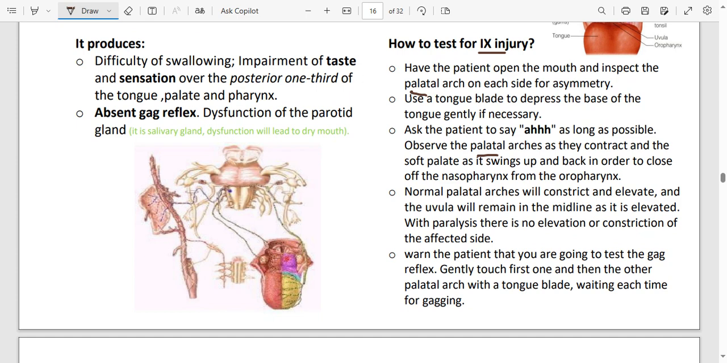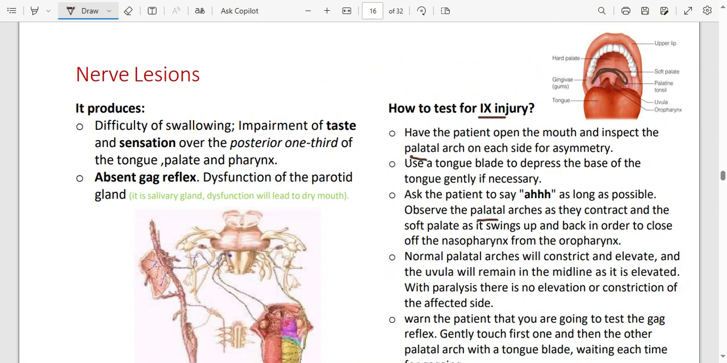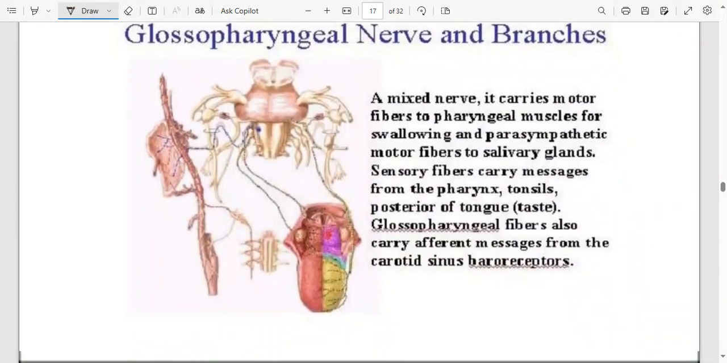To test the gag reflex, you touch first one and then the other palate arch with a tongue blade, waiting each time for gagging, like as someone wants to vomit. So what we are saying is this: when you ask the patient to say "ah," you'll be looking at the palate. If it deviates to the left, you expect that injury is going to be on the other side. And if it deviates to the right, you expect that there is injury on the other side.